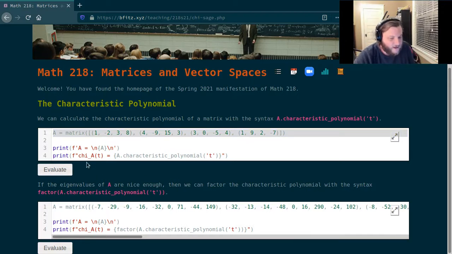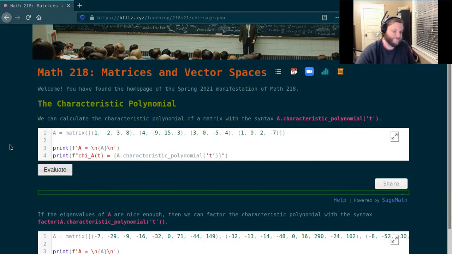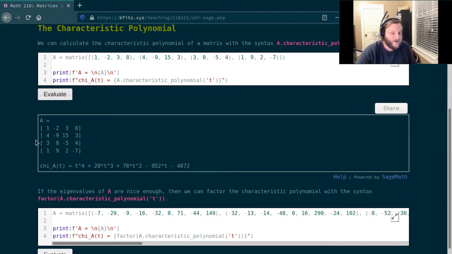I've input a 4x4 matrix as default here. There'll be two print statements. The first print statement will just print out the matrix so I can make sure I put it in correctly, and the second will give me the characteristic polynomial. Let's click evaluate and see what happens. Great. So here I have my 4x4 matrix, and the characteristic polynomial is, unsurprisingly, a monic degree 4 polynomial.